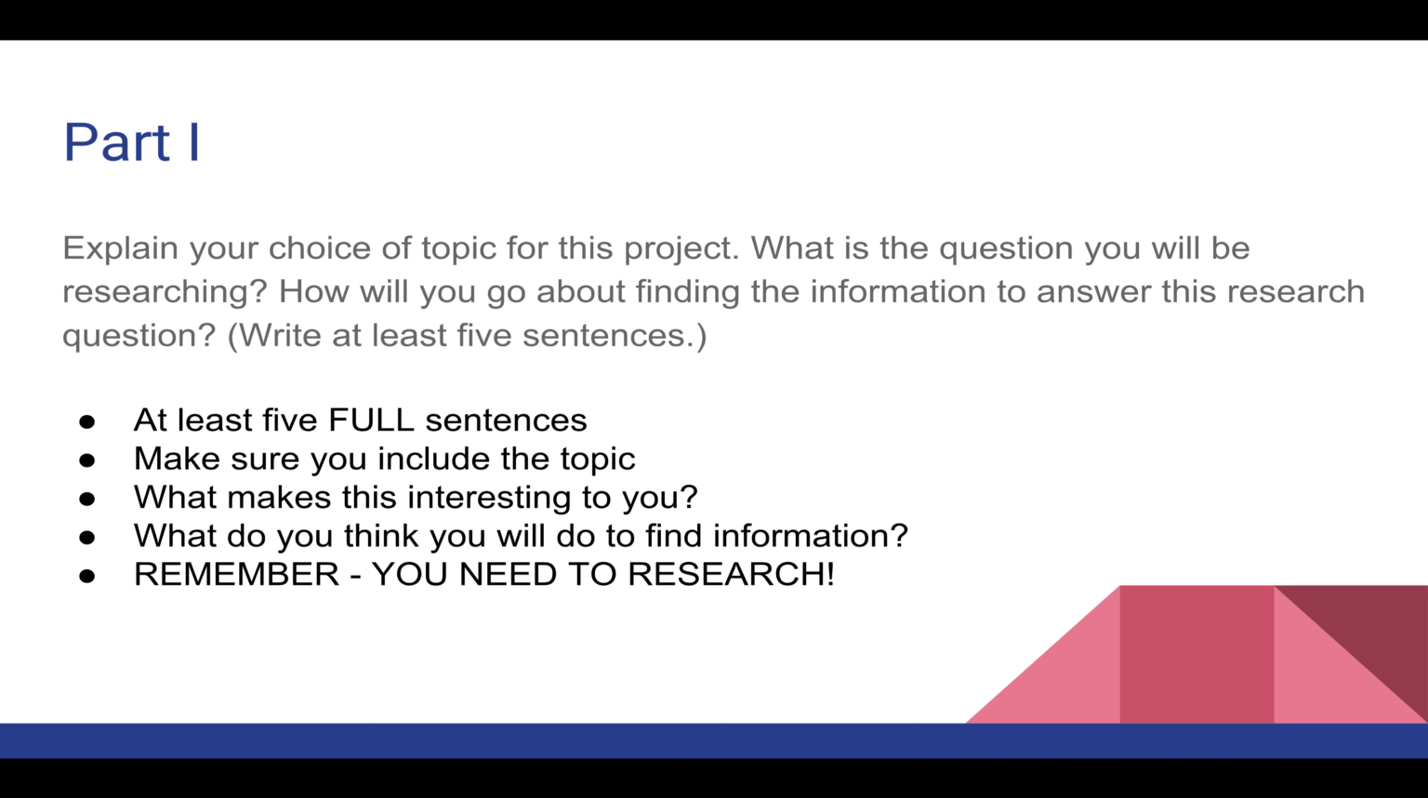So you know that you've got to write 5 sentences, 5 full sentences. You want to make sure you include your topic. You want to explain what makes this topic interesting to you. You want to think about what you're going to need to do to find information. So I might want to research, let's see, what's a topic that I'm interested in right now? What is the best kind of dog to rescue? Or what type of breed is the best type of dog to adopt or rescue?